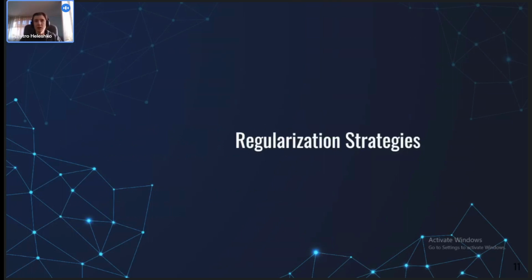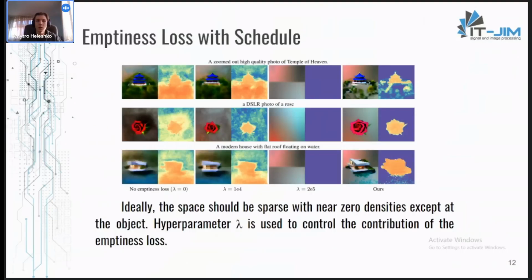The authors say that the voxel radiance field is a powerful representation of 3D assets, but when using it, the model may cheat in a number of different ways. So they use different regularization strategies. The first one is emptiness loss with schedule.